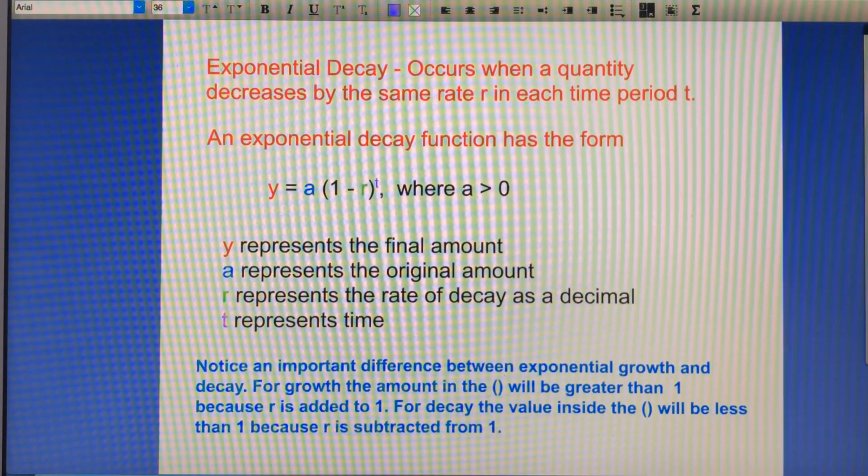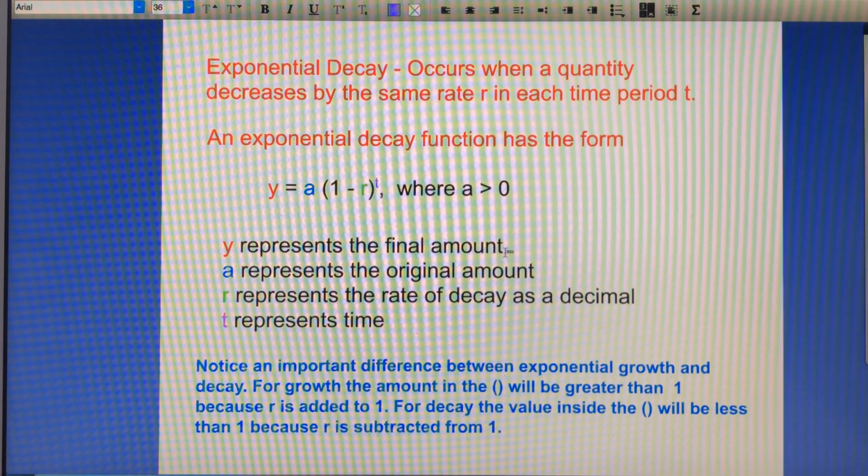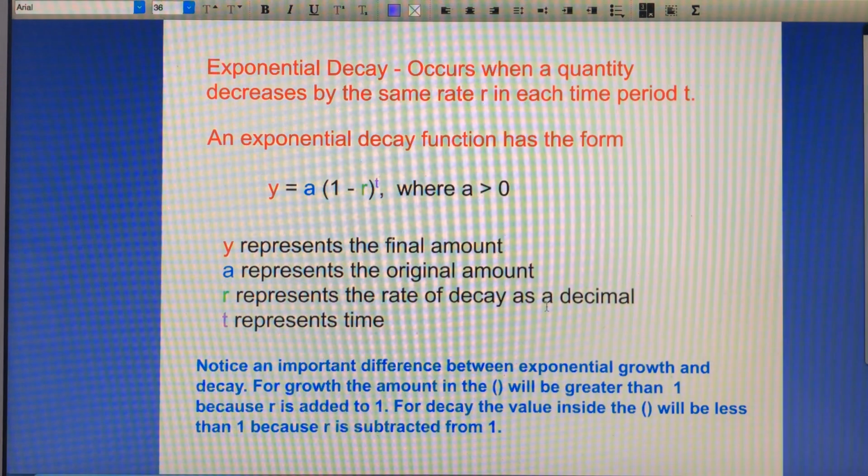Exponential decay. Exponential decay occurs when a quantity decreases by the same rate r in each time period t. An exponential decay function has this form: y equals a times (1 minus r) to the t power, where a is greater than 0. y represents the final amount, a represents the original amount, r represents the rate of decay, which is going to be a decimal, and t represents time.